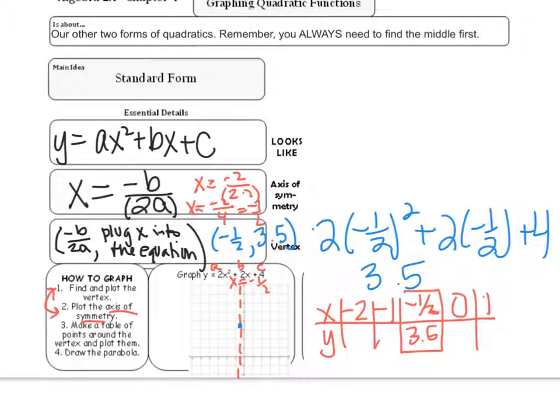And that's not a coincidence. Our c value is always, always, always going to be your y-intercept, because a y-intercept is when x equals 0. So if you plug 0 in for both of these, they'll always go away, and that'll be your y-intercept. So 0, 4 is our y-intercept, and because we went half away this way and half this way, it'll also be negative 1, 4. So I'll plot those.